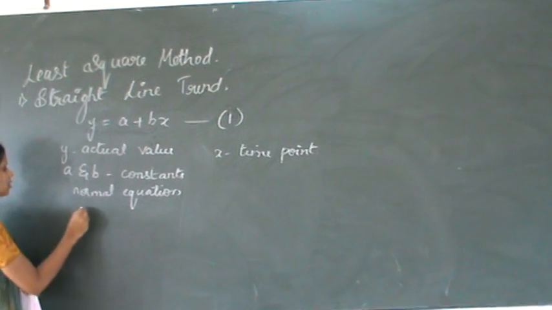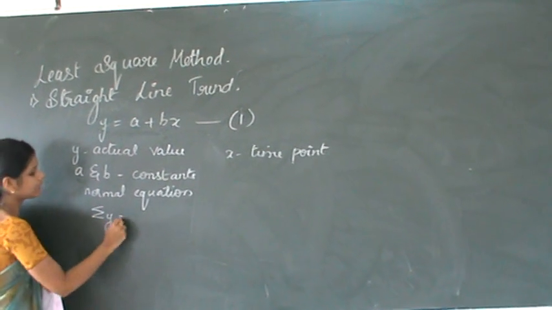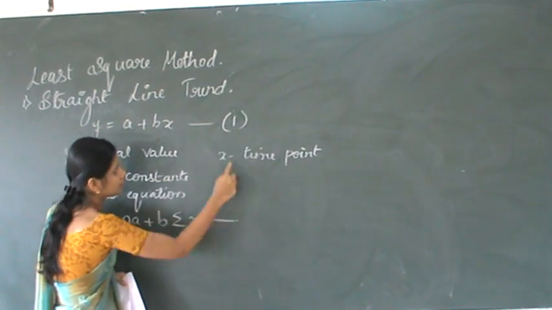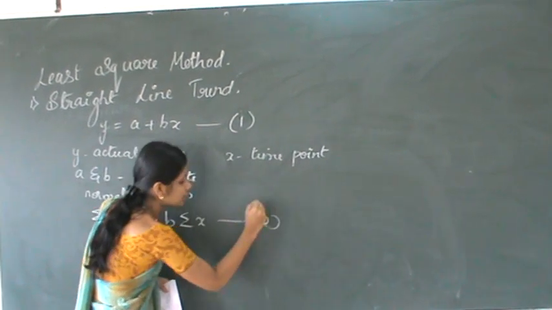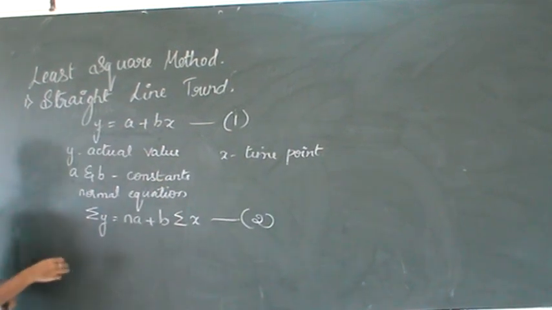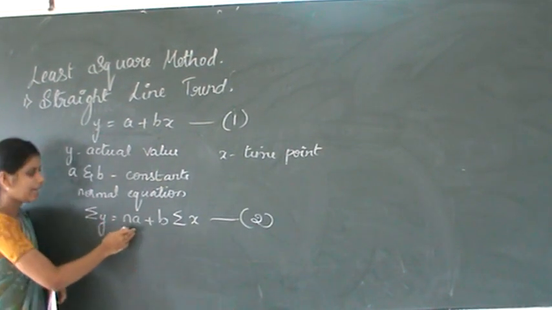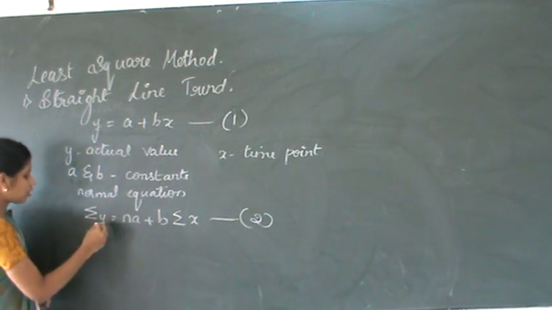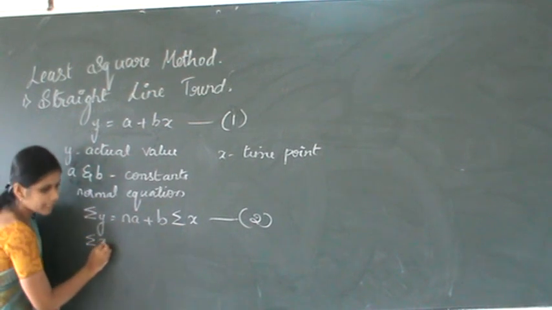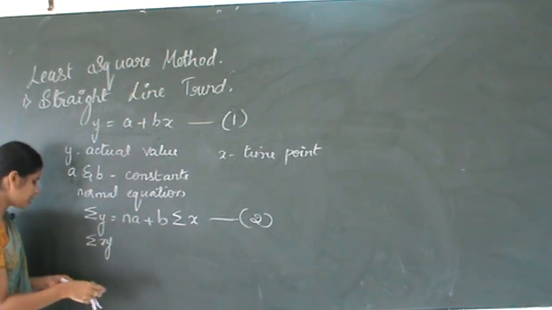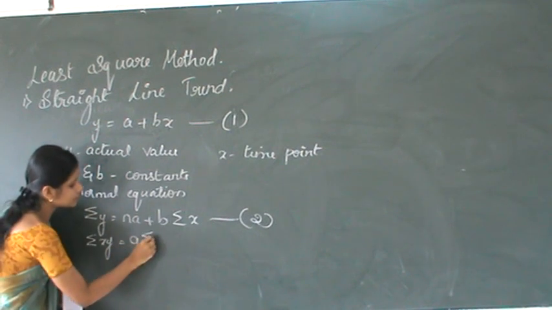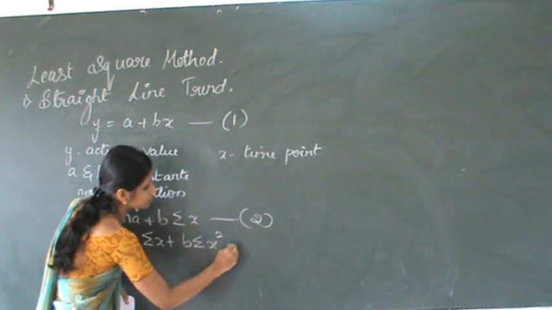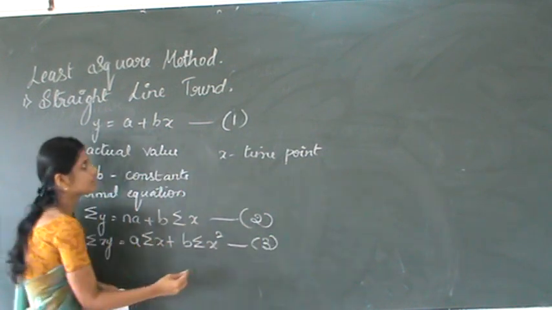The normal equation is summation of y is equal to na plus b summation x. This is the second equation under straight line trend. Now the next normal equation is summation of xy is equal to a summation x plus b summation x square. This is the third equation under straight line trend.